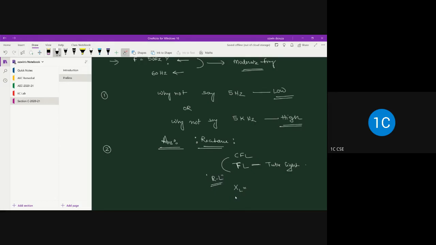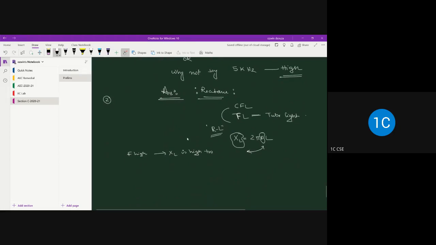When you say inductance, we understand it in the form of reactance, right? XL is equal to 2 pi FL. So this reactance is directly proportional to frequency. You can now correlate this frequency with the reactance. If your F is very high, what will happen to XL? XL is high too. The higher the frequency, the higher the reactance. Now, what is reactance? Reactance is nothing but opposition offered to the flow of current.